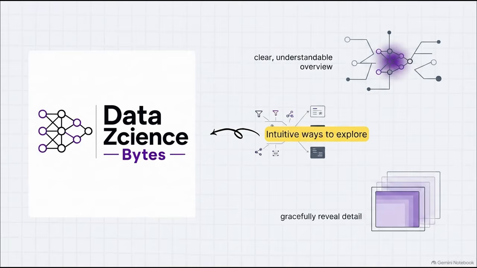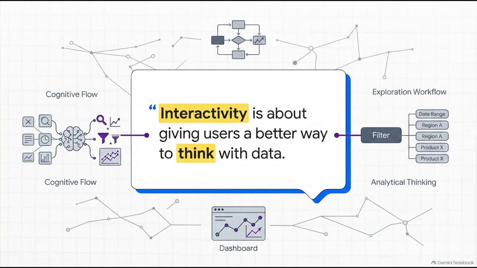The absolute best interactive dashboards give you a clear, understandable overview right off the bat. They offer intuitive ways to explore, like cross-filtering and parameters, and then they gracefully reveal greater detail through drill downs only when you ask for it. Which perfectly brings us to our final takeaway. Interactivity is not about giving users more buttons. It is about giving them a better way to think with data.